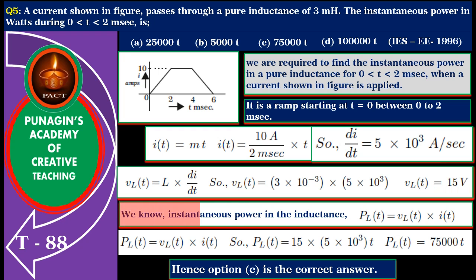But we know instantaneous power in the inductance p_L(t) is equal to v_L(t) into i(t). By substituting the values and solving, we get p_L(t) is equal to 75,000 t watts. Hence, option C is the correct answer.